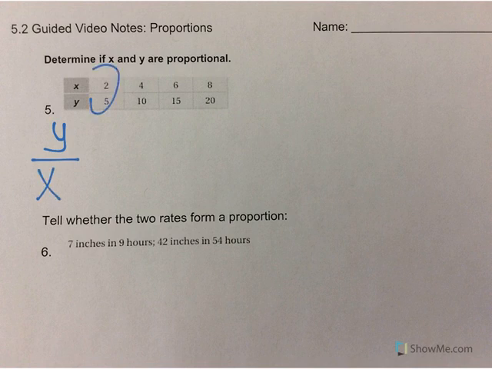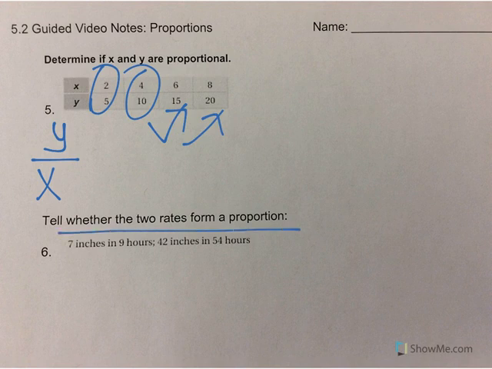Just because these two are proportional doesn't mean they all are, so make sure you test all 4 ordered pairs. If the first group, like the one I did, shows that they're not proportional, then you can stop. No need to go on. But if the first two are proportional, then you still need to check with both of the other two ordered pairs. And then number 6 says tell whether two rates form a proportion.